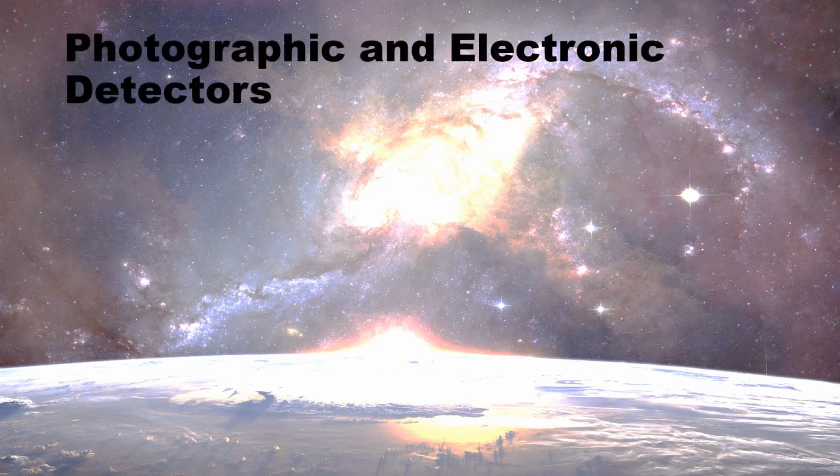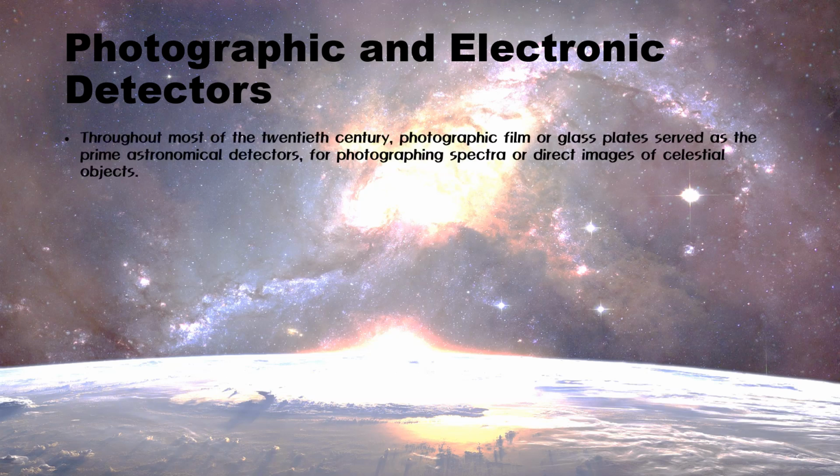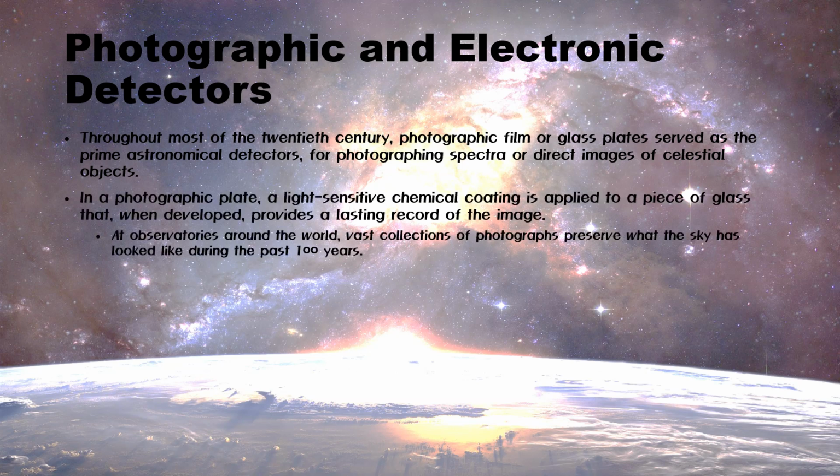And so when we look at detectors, of course, we have either photographic or electronic detectors. Throughout most of the 20th century, photographic film or glass plates served as the prime astronomical detectors for photographing spectra or direct images of celestial objects. In a photographic plate, a light-sensitive chemical coating is applied to a piece of glass that, when you develop it, provides a long-lasting record of that image. And at observatories around the world, there are vast collections of photographs that have preserved what the sky has looked like for the past 100 years.